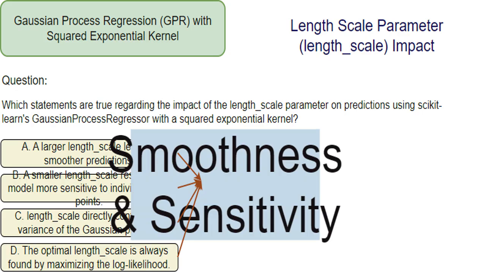We're looking at how much the model's length scale affects the balance between a smooth prediction, ignoring noise, and a highly sensitive, or detailed, prediction that might overfit the training data. It's like the Goldilocks problem. We want the length scale that is just right.